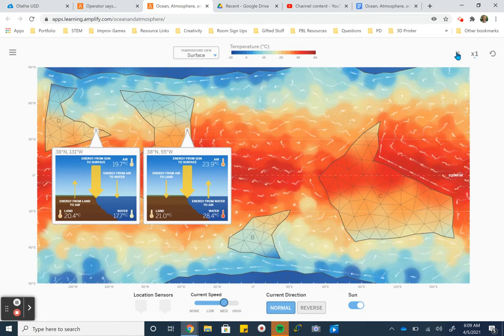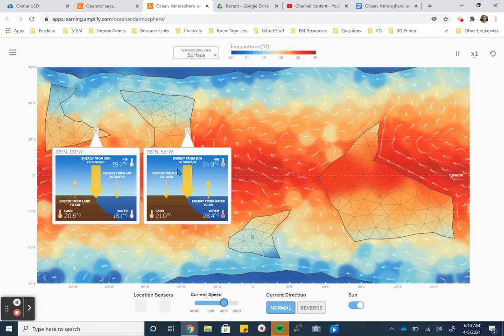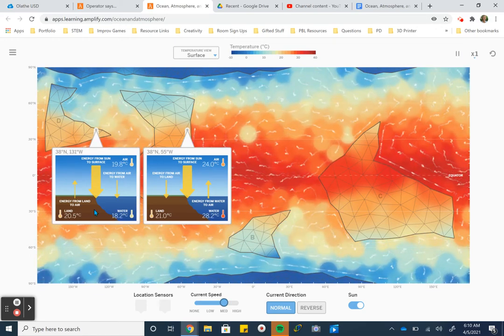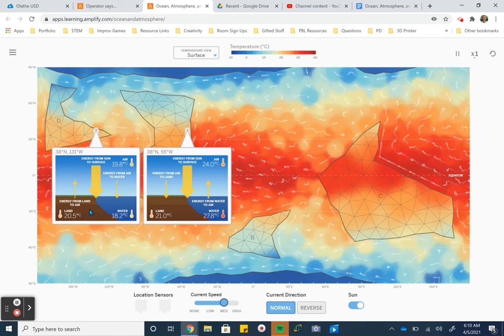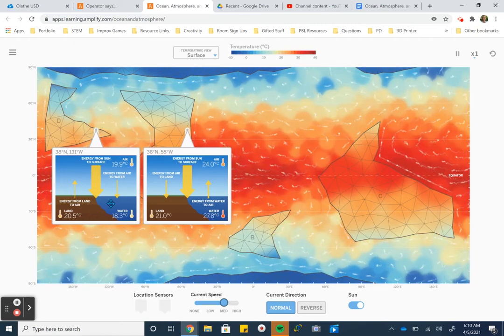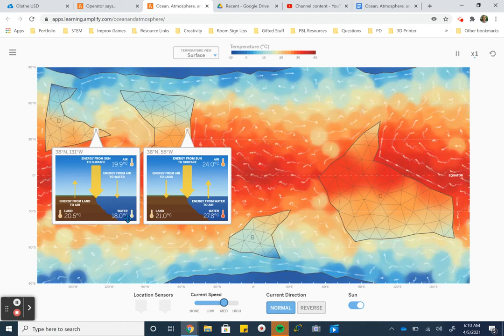The land is mostly affected by the energy from the sun, although a little bit will be affected by the ocean current because that energy transfers to and from the air.